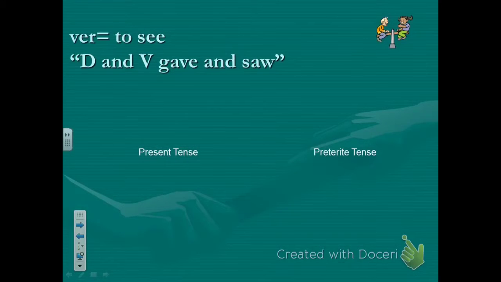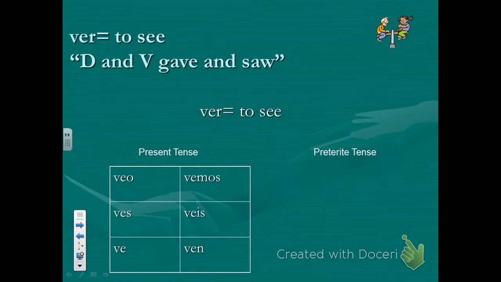Okay, remember once again, D and V, gave and saw. We link them together because their conjugation patterns are exactly the same, just with a different consonant. So let's look at the present tense. Veo, ves, ve, vemos, ven.